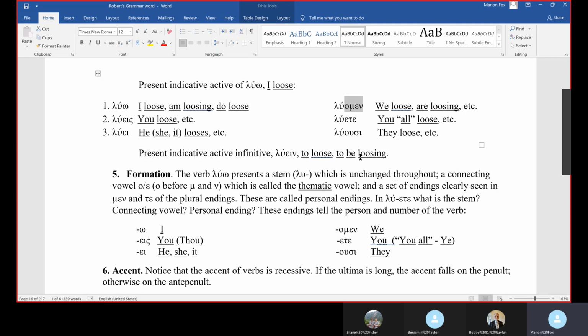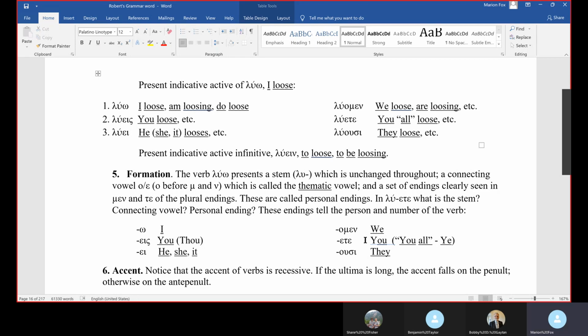In this case, now we have luomen. So this has three syllables. And I'll move my mouse around. We have lu, that's your first syllable, o, and then men, luomen. Now the omen ending is first person plural. So that's your first person plural present indicative active. Active voice. The subject is doing the action. So that is we loose, first person plural.